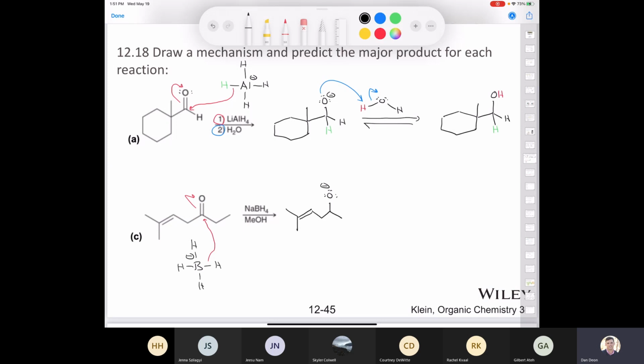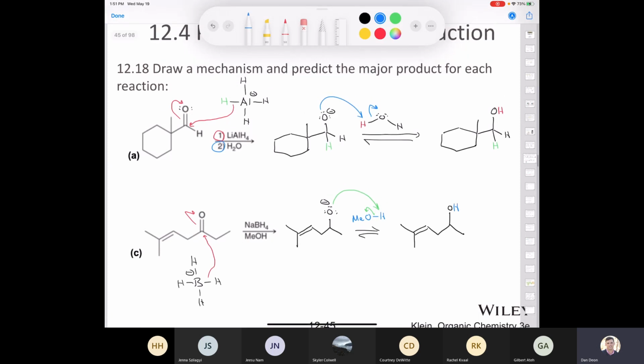And then methanol is already in the reaction mixture. So let me draw the methanol. I'll draw it in blue. So there's the hydrogen from the methanol. And then we're going to abstract that like this. And then we end up with the final product. And there we go. And then we'll draw that one like that. And there you go. So lithium aluminum hydride reduction, 2-step process. And sodium borohydride reduction, 1-step process.